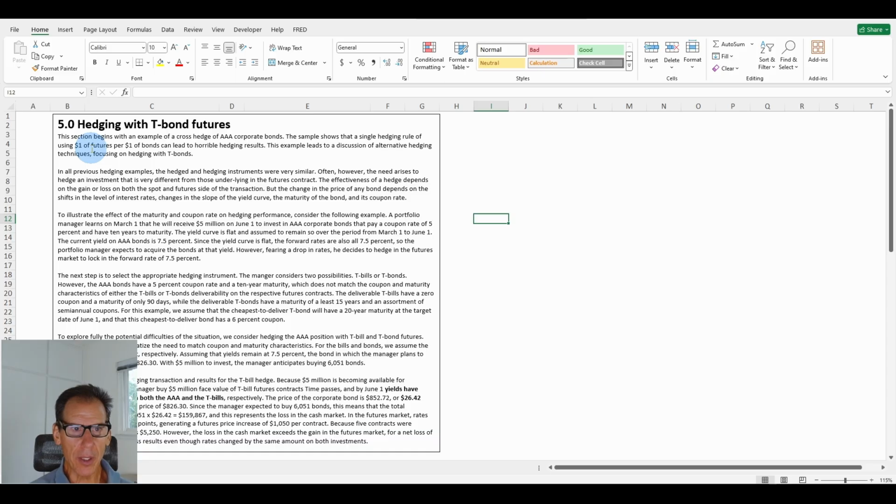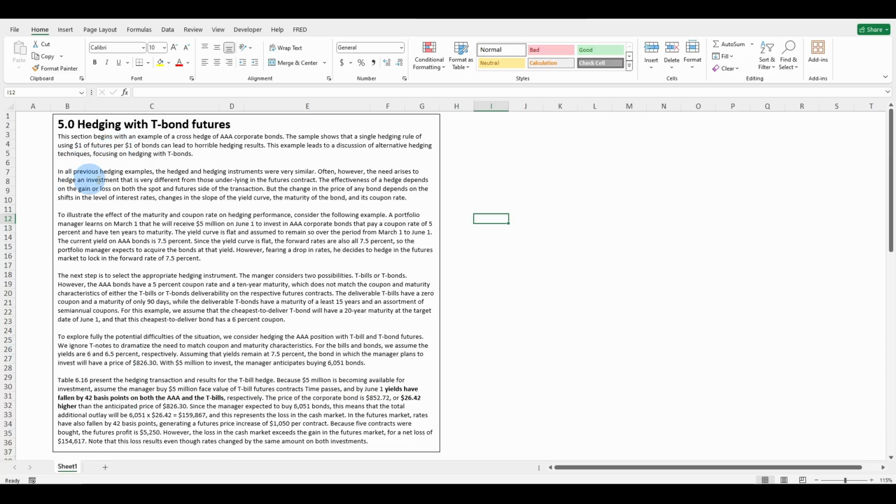This section begins with an example of a cross-hedge of AAA rated corporate bonds. The example shows that a single hedging rule of using $1 of futures per dollar of bonds can lead to horrible hedging results. This leads to a discussion of alternative hedging techniques focusing on hedging with T-bonds. In all previous hedging examples, the hedged and hedging instruments were very similar. Often, however, the need arises to hedge an investment that is very different from those underlying the futures contract.